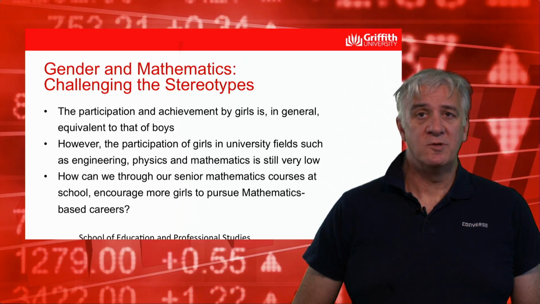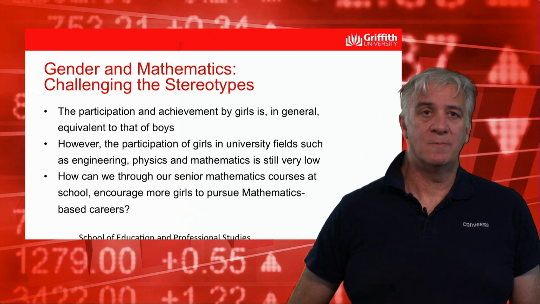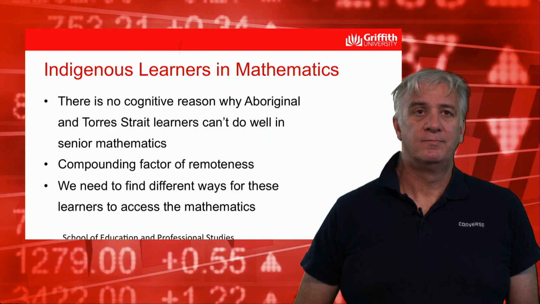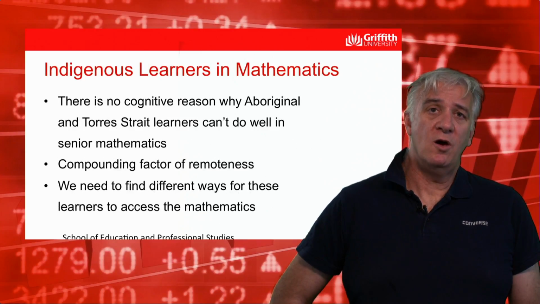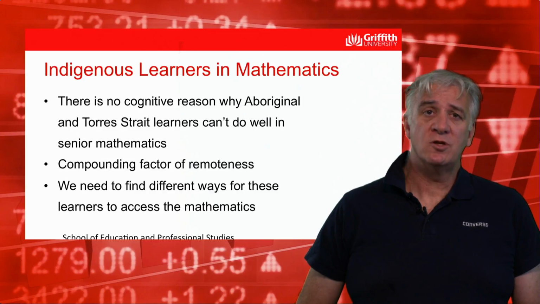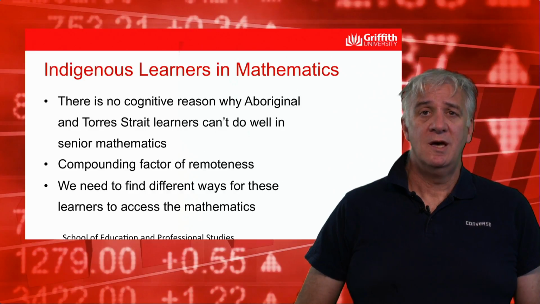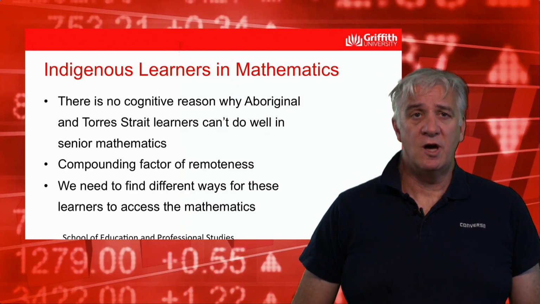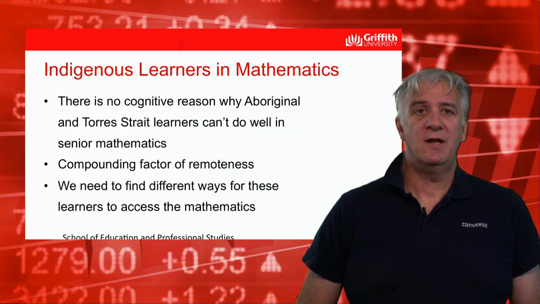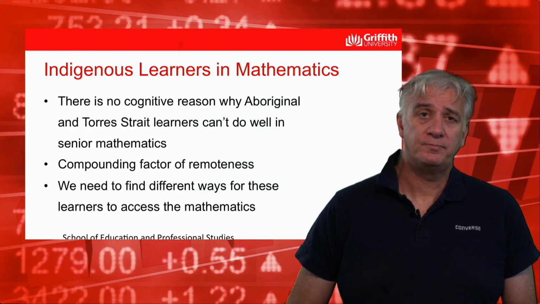Certainly they have a lot more options open to them, but they just don't seem to choose them. Another thing we know is that Aboriginal and Torres Strait Islander students do not participate in high numbers at all in senior mathematics. And we also know that there's no cognitive reason why they can't participate and do well.